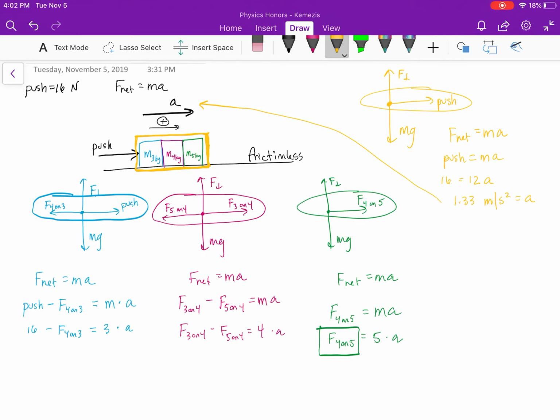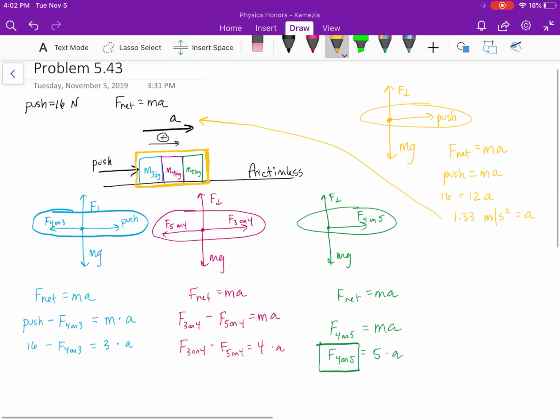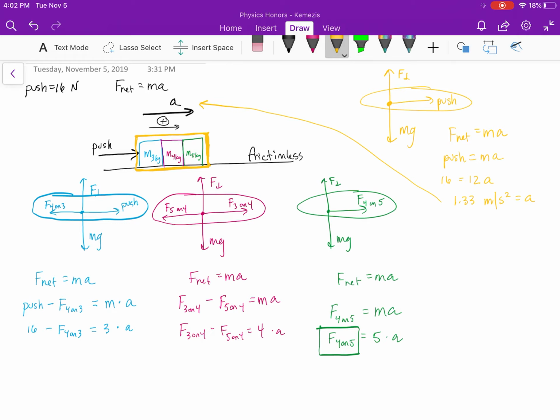And if we're looking at the question, if I can pull it up, it is asking how much force does the 3 kilogram box exert on the 4 kilogram box. Sorry, my variables are a little different than yours. It's asking for the force of 4 on 5, right? We want to solve for this number.